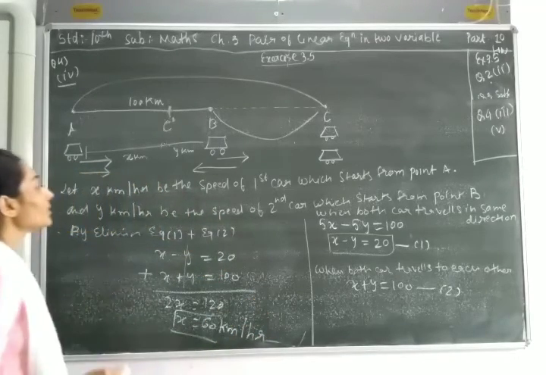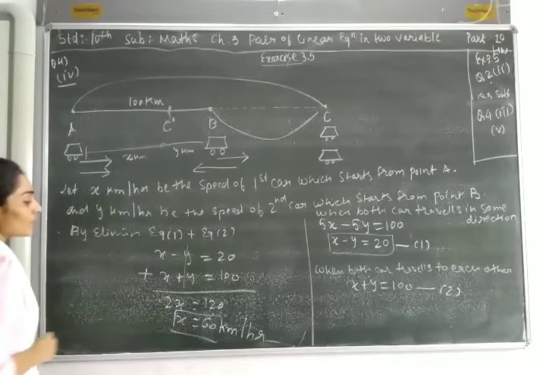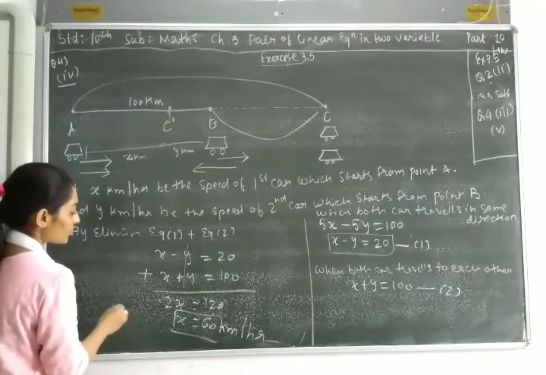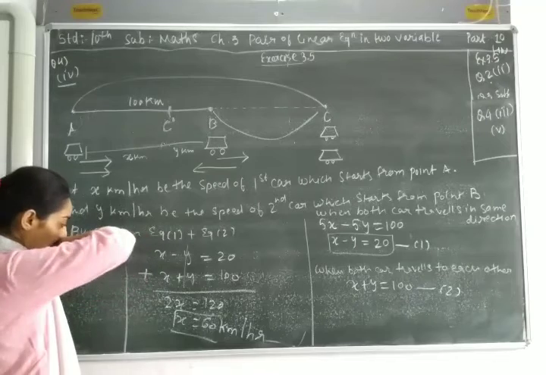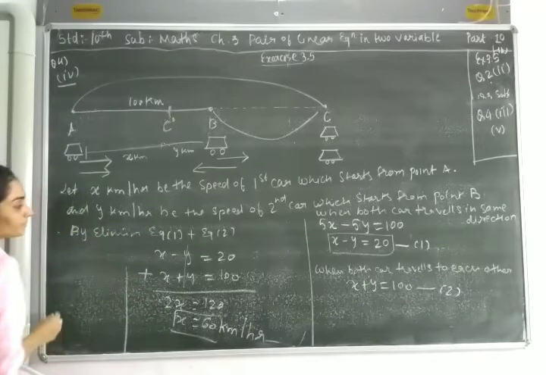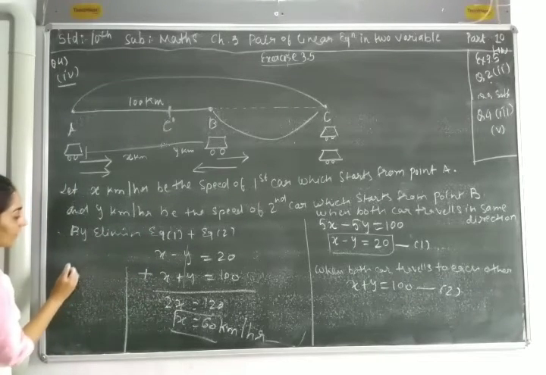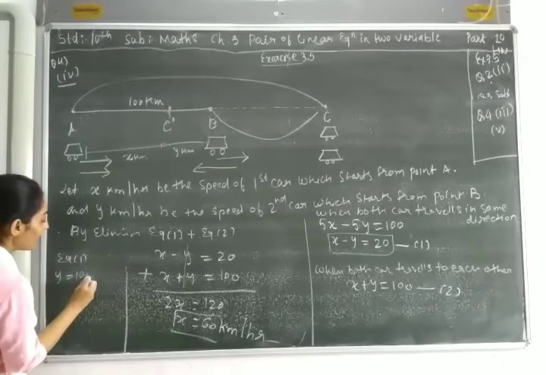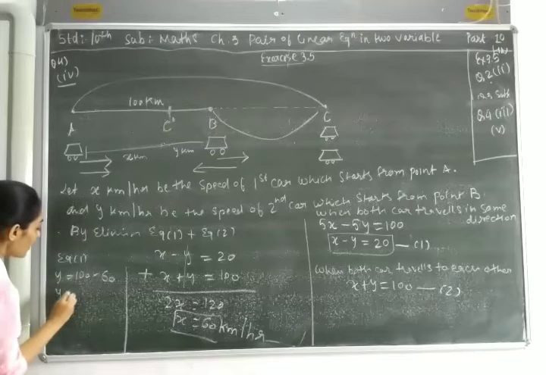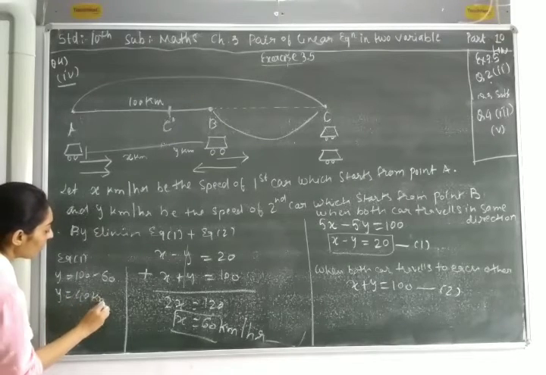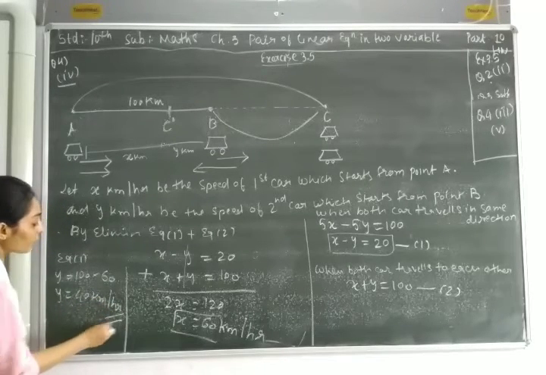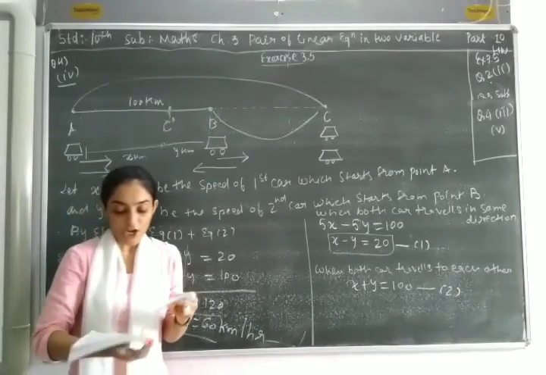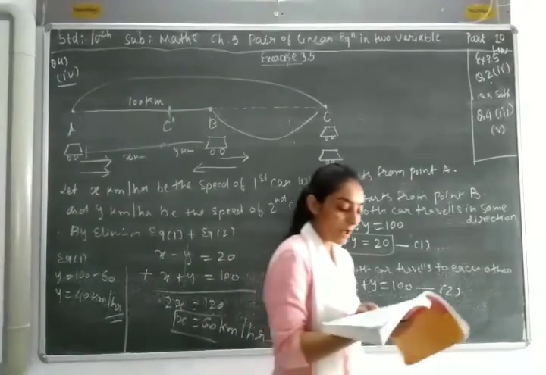Now we don't know the speed of the second car. Now put this x equals 60 in any of these equations. Now equation number 2: y equals 100 minus 60. So y equals 40 kilometers per hour.